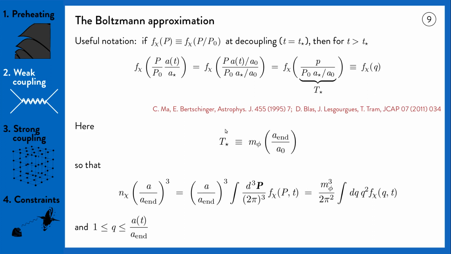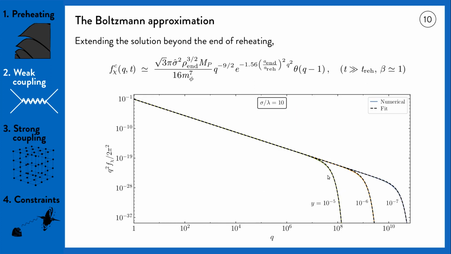In our case, we take T star as the inflaton mass times the amount of expansion between the end of inflation and today. The comoving number density in this notation, for example, is simply given by the integral of Q squared times the distribution with an inflaton mass rescaling. And the solution to the Boltzmann equation can be written in this notation. In fact, we can extend the solution beyond the end of reheating numerically, and it turns out that a simple fitting equation shown here can be found.